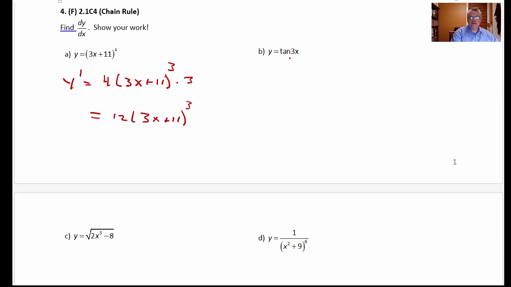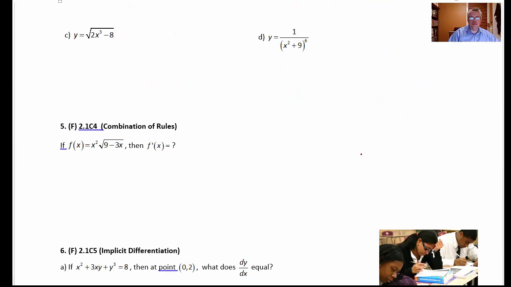This one is one of the trig functions. The derivative of this would be y prime. Y prime is secant squared of the function, which is 3x, times the derivative of the inside function, which is 3. So we get 3 secant squared of 3x. So the general power rule and those general rules for trig functions are very useful. All right, here are the next two.